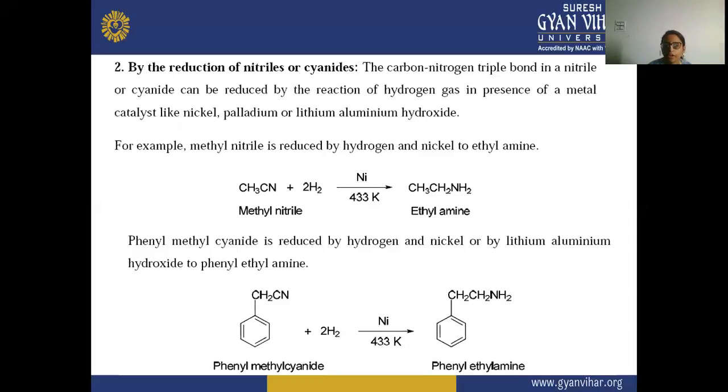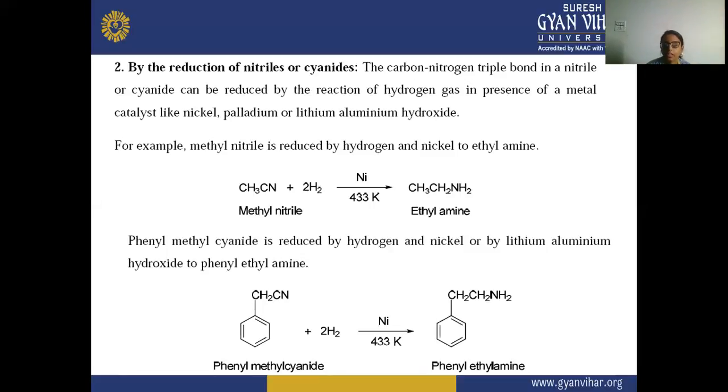Next, by the reduction of nitrile or cyanide. So the carbon nitrogen triple bond in a nitrile or cyanide can be reduced by the reaction of hydrogen gas in the presence of a metal catalyst like nickel, palladium, or lithium aluminium hydride. So here, for example, methyl nitrile is reduced by hydrogen and nickel to ethylamine.